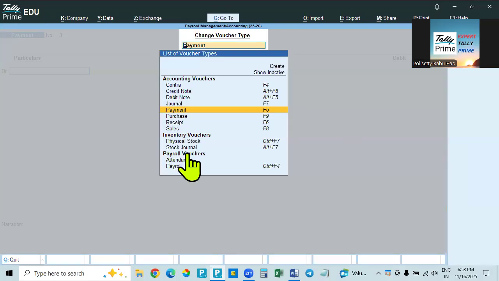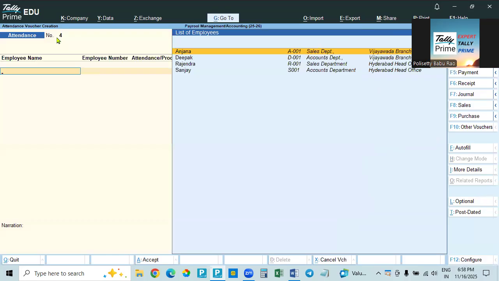So here come payroll vouchers. Come attendance and payroll. Payroll means payment of salary. So attendance you will take up. So attendance roll.